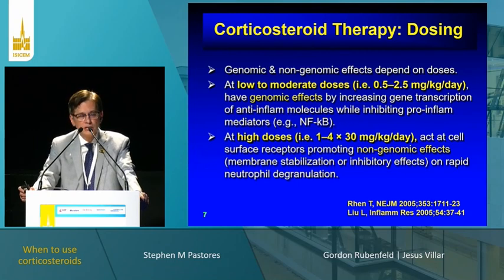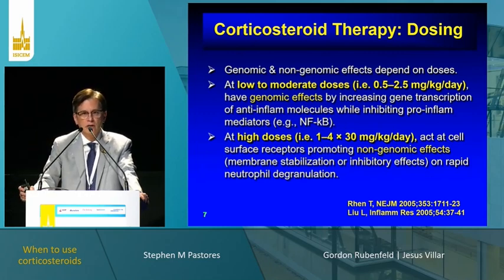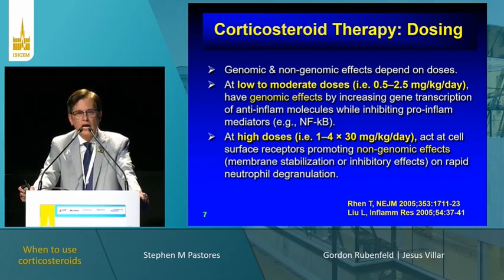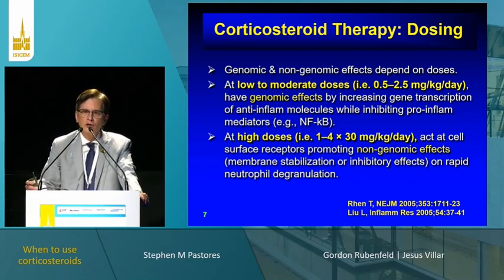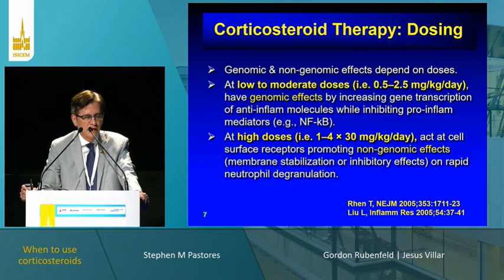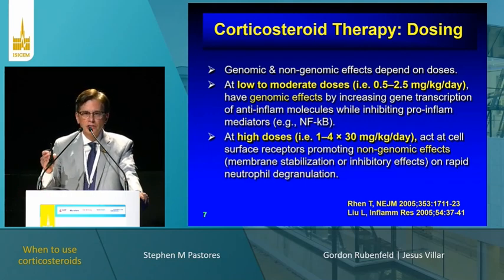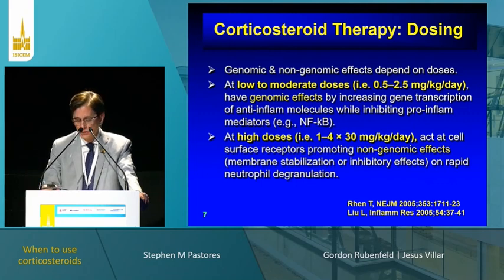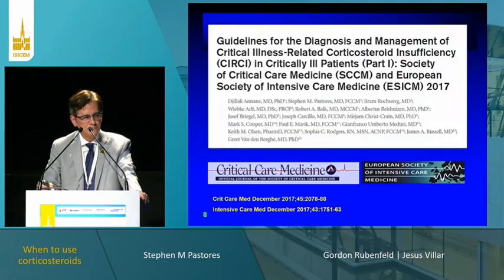especially the transcription factor NF-kappa B, which, as you know, regulates the production of TNF and all the other bad cytokines out there. At very, very high doses, however, and I'm talking grams, let's say, of methylprednisolone, you are now talking about steroids acting at cell surface receptors, and you're now promoting non-genomic effects. And that will generally result in rapid neutrophil degranulation, which is commonly what we see in patients on steroids. They have very, very high white blood cell counts.